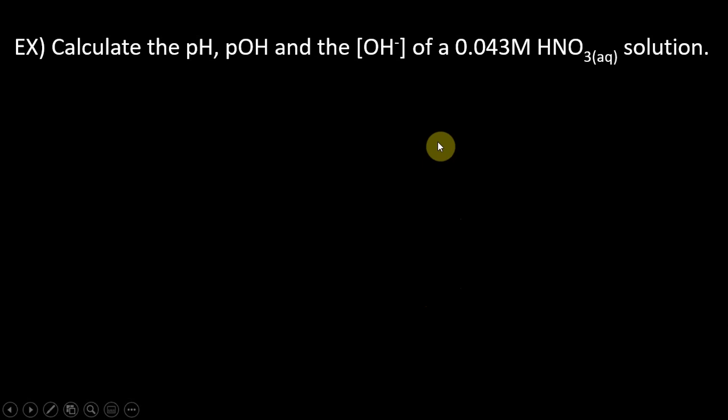Here's an example where we're looking at pH, pOH, and concentration of hydroxide ions of an acid solution. Now, this is a strong acid, so the molar concentration of the acid is the same as the hydronium ion concentration, or hydrogen ion concentration.